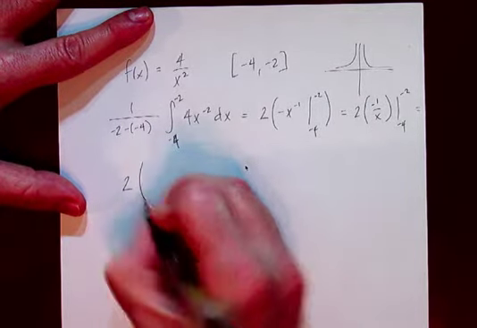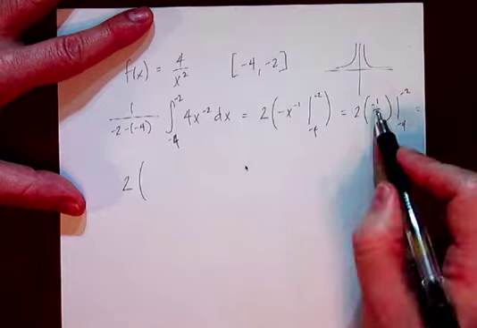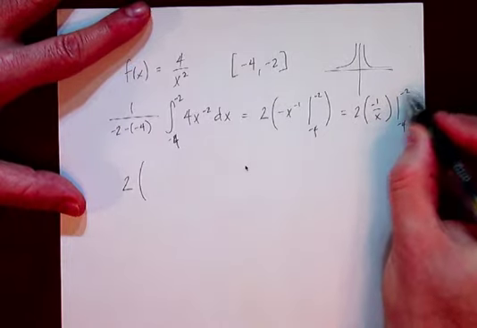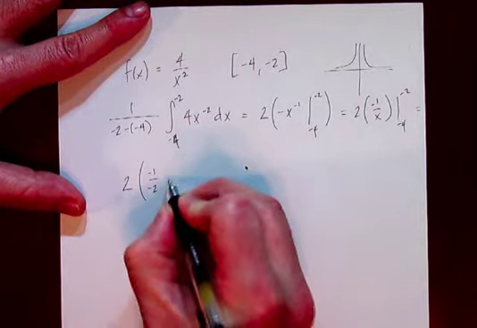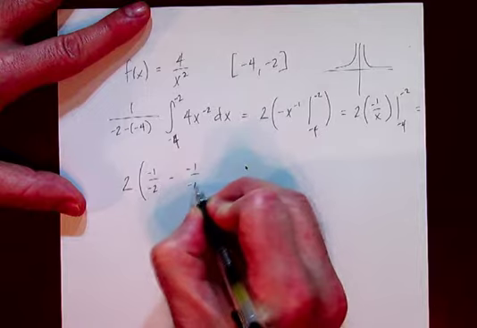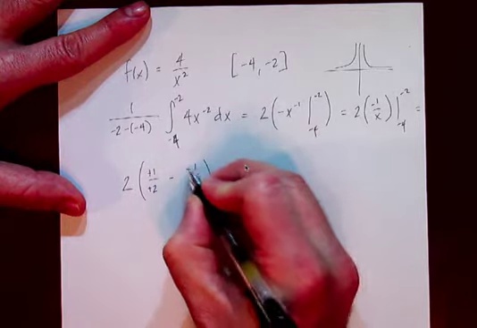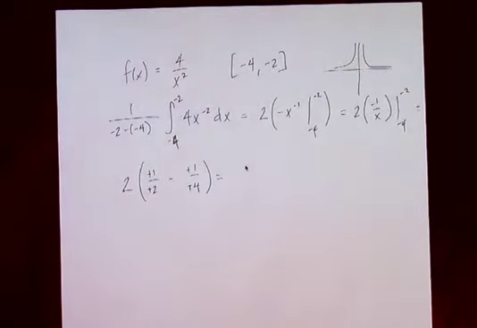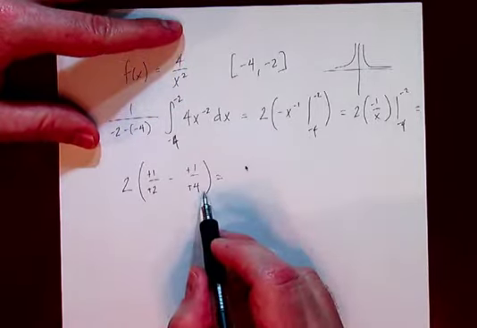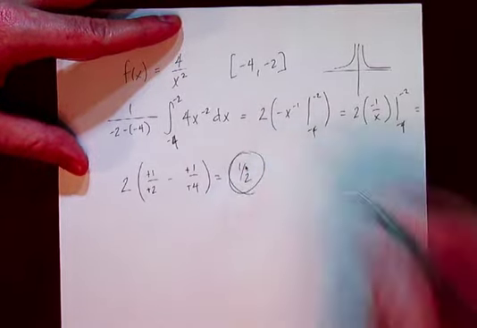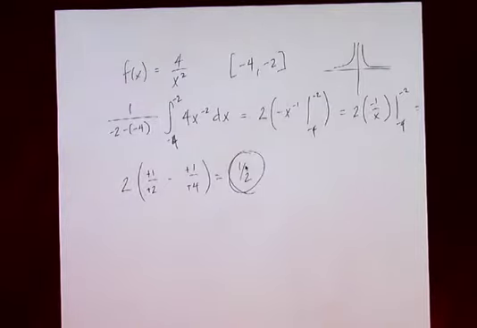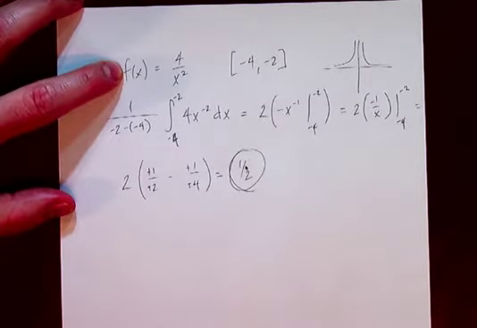And when I plug in my b value, I'm going to get negative 1 over negative 2 minus negative 1 over negative 4. And that winds up doing a whole lot of negative cancellation. I get 1/2 minus 1/4, which is of course 1/4 times 2, which is 1/2. Okay? That is the average function value for this function on this interval.